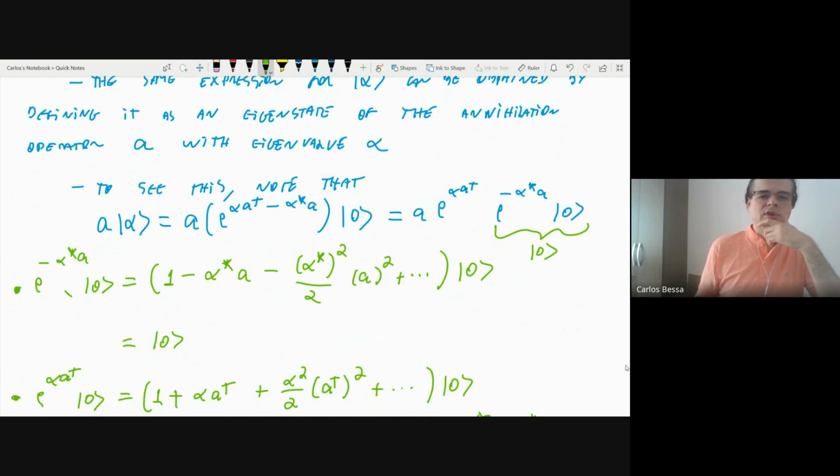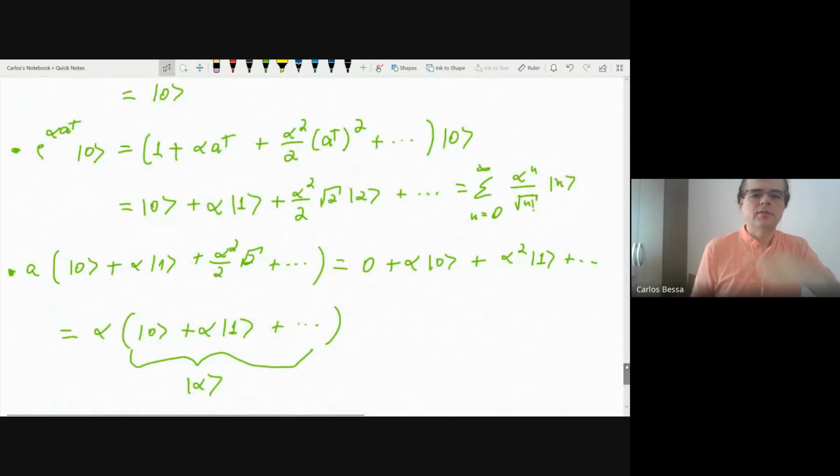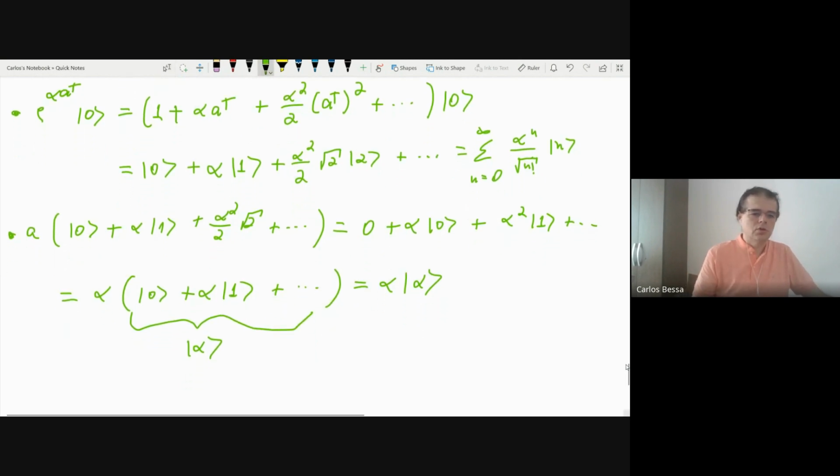And we saw that this first part applied to vacuum has nothing. The second part is the same, this here, which is the same here. Okay, so this is alpha, alpha. So returning to the beginning, a applied to the state alpha is just alpha times the state alpha.